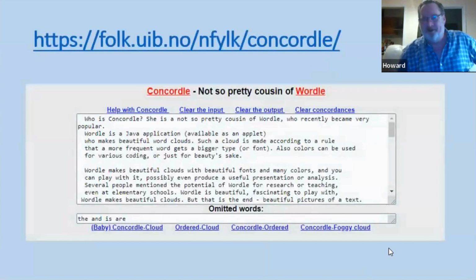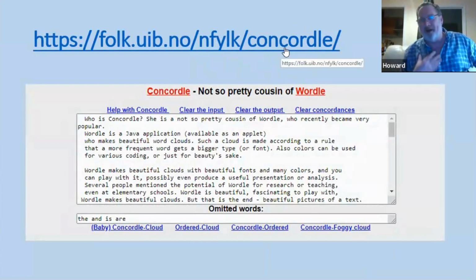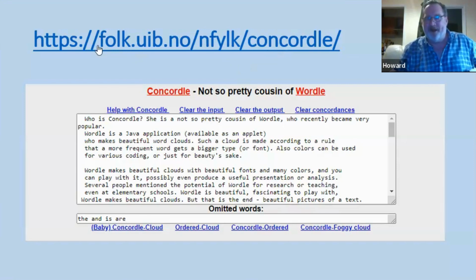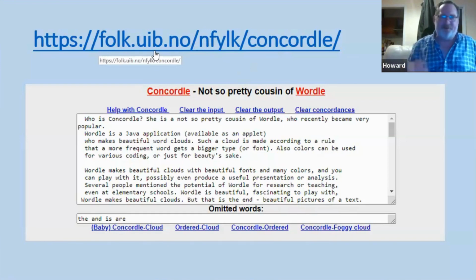And I'd also like to introduce another online resource, which I like very much, which is called Concordal. If you're not familiar with it, it's really worth playing with. You can Google Concordal. When I Google, it's not the top result anymore. You have to have this weird extension at the front. It's associated with a university, I think in Bergen. But it describes itself as the not so pretty cousin of Wordle.